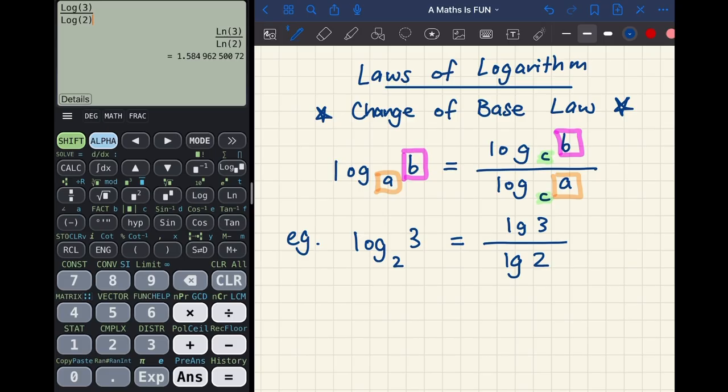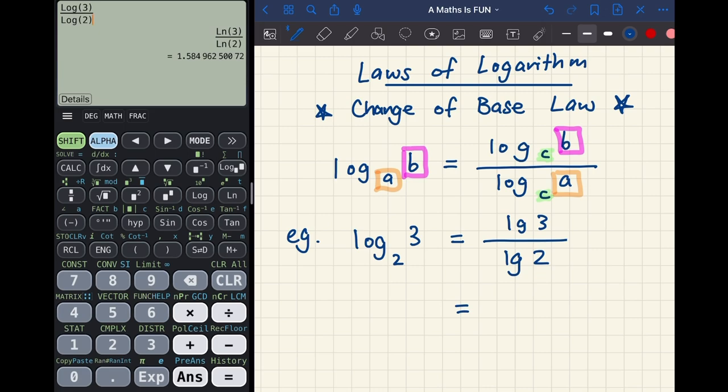So I'm going to change it to natural log, which is ln, or log base e, ln 3 over ln 2. All right. So is that going to give me a different value? Let's see.